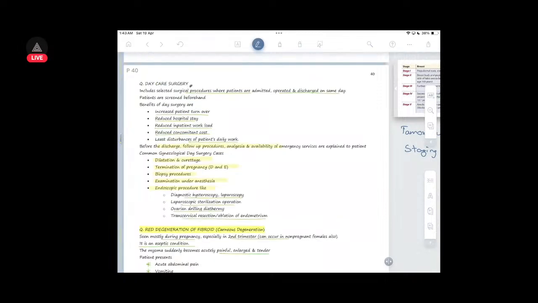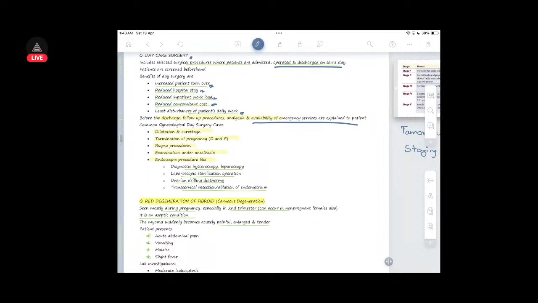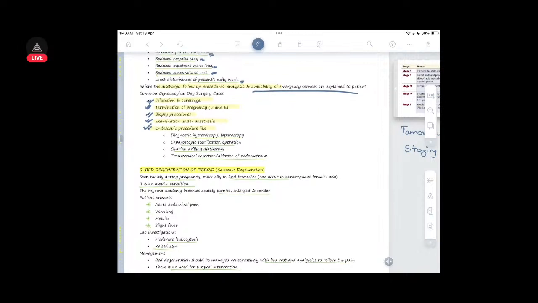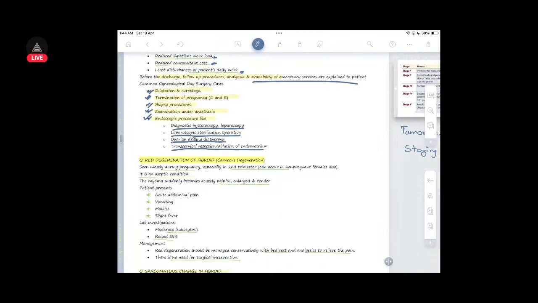Daycare surgery is a selected surgical procedure where patients are admitted and discharged on the same day. It increases patient turnover, reduces hospital stay, reduces inpatient workload, and reduces cost and disturbance of the patient's daily work. Before discharge, follow-up procedure, analgesia and availability of emergency services are explained to the patient. Common gynecological surgeries include dilatation and curettage, termination of pregnancy, biopsy procedures, examination under anesthesia, endoscopic procedures like diagnostic hysteroscopy, laparoscopic sterilization, ovarian drilling and diathermy, and cervical resection and ablation of endometrium.